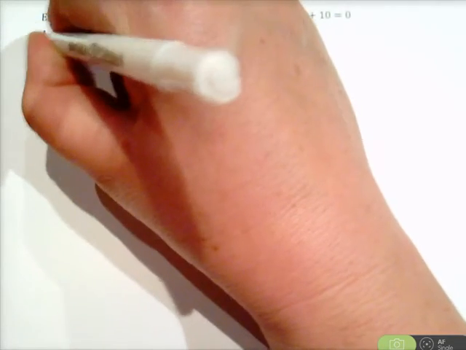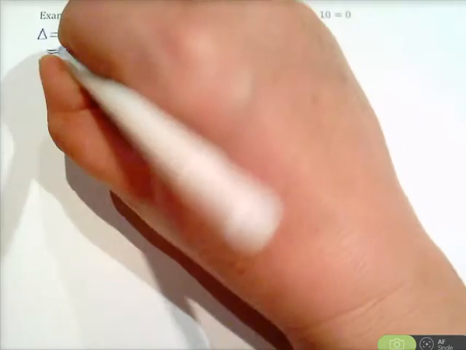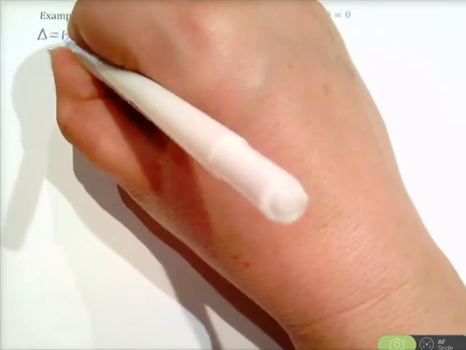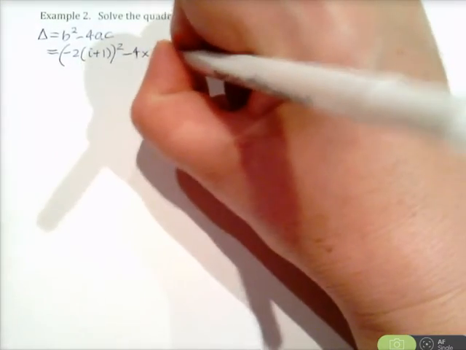just did. So the method is, first find the discriminant. Discriminant is B squared minus 4AC, which happens to be, now you can actually pause the video and attempt this yourself, just following the steps that you did on page 14, okay? And then restart to check your answers, all right? So B squared is minus 2 bracket i plus 1 squared minus 4 times i times 10.